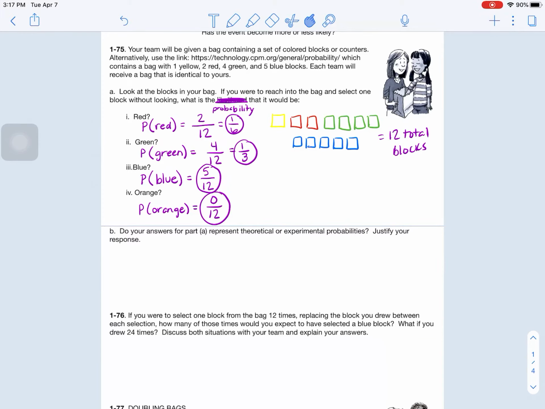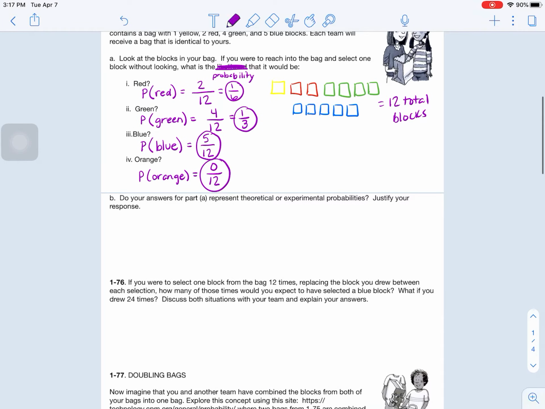All right, so I want you guys to kind of pause and think about, do your answers for part A represent theoretical or experimental probabilities? So real quick, think theoretical is based on the facts in front of you, kind of the math behind it, what's the probability? Experimental probability would be if we were to actually do this experiment. If I said, okay, do this 50 times and record your results, and then let's say 10 times I pulled a red block, my probability would be 10 out of 50 because it's based on the experiment that I did. So based on these numbers that we have above, do you think that represents theoretical or experimental probability?